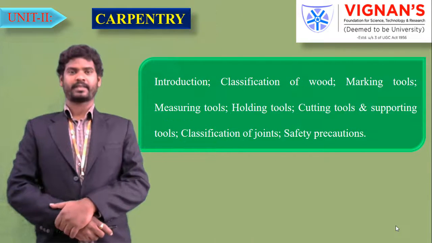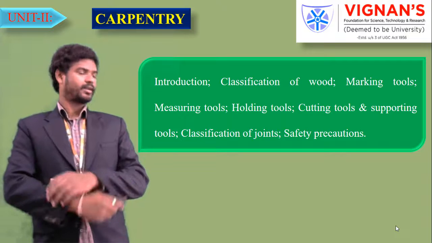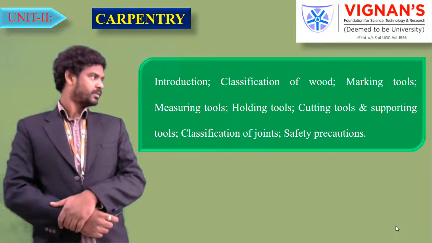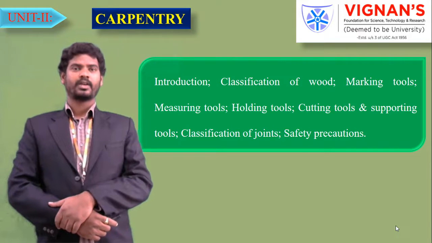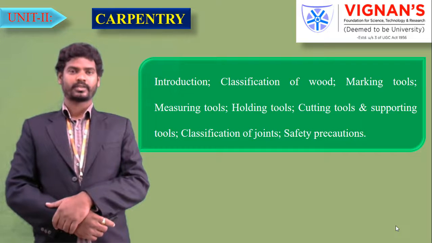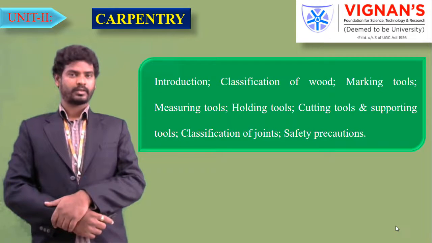Now we are in the second unit. The second unit corresponds to carpentry. The syllabus related to the second unit is introduction, classification of the wood, marking tools, measuring tools, holding tools, cutting tools, and supporting tools used in carpentry, classification of different joints, and safety precautions. This is the syllabus related to the second unit.